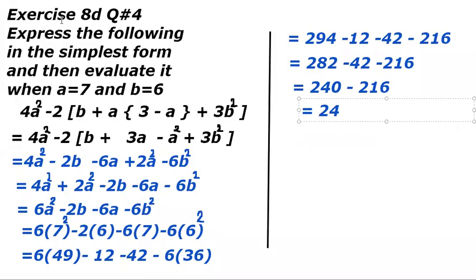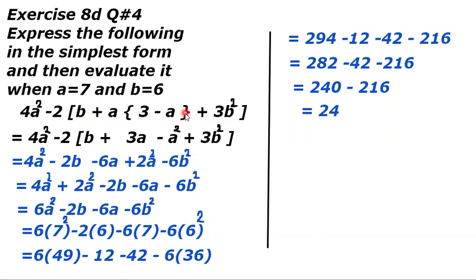Dear students, now we will do exercise 8D, question number 4. Express the following in the simplest form and then evaluate it, when A equals 7 and B equals 4: 4A square minus 2 square bracket B plus A braces 3 minus A braces closed plus 3B square and square bracket close. Students, this is our algebraic expression.